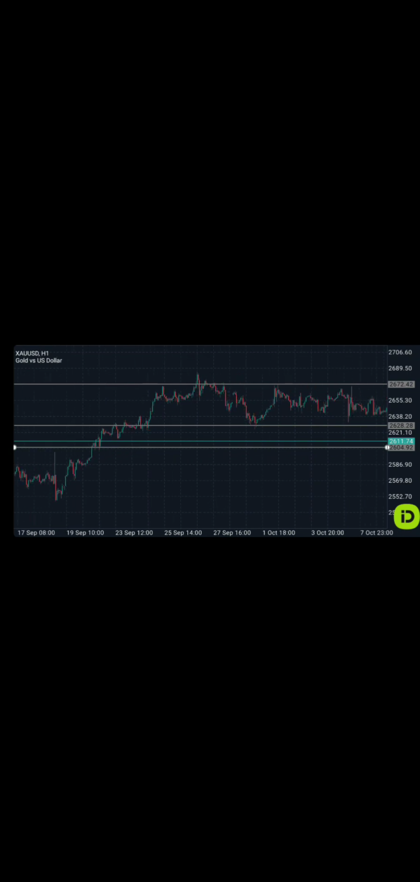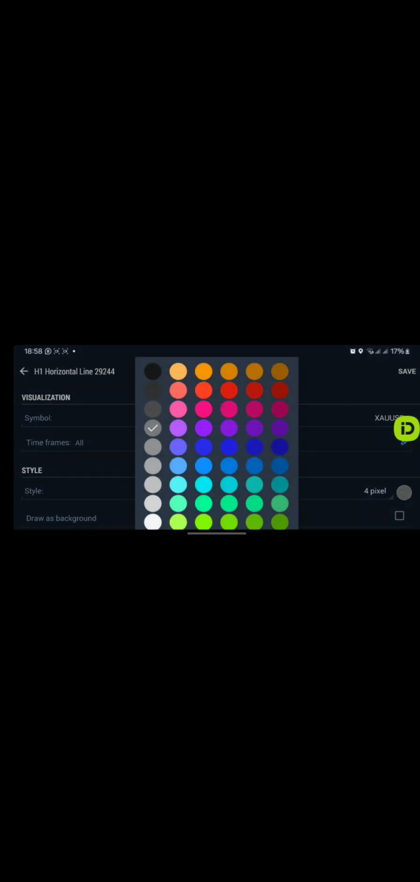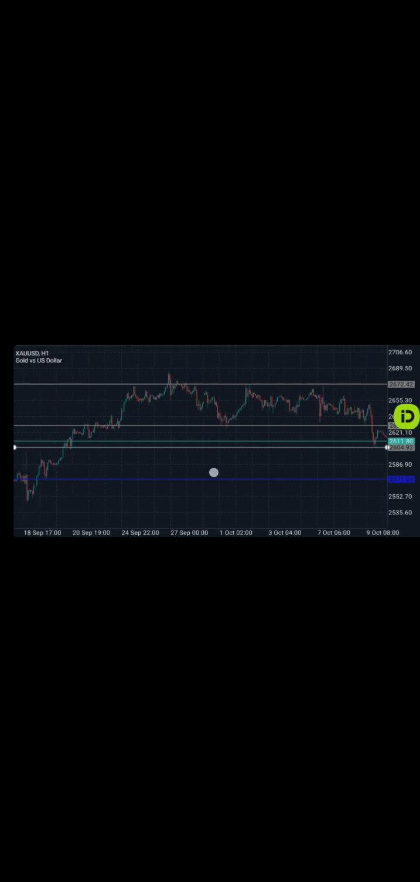So now we're going to plot our support and resistance levels on H1, right? We're going to use a different color for our support and resistance levels on H1 so that we can be able to identify them. So let me use this blue there, right?